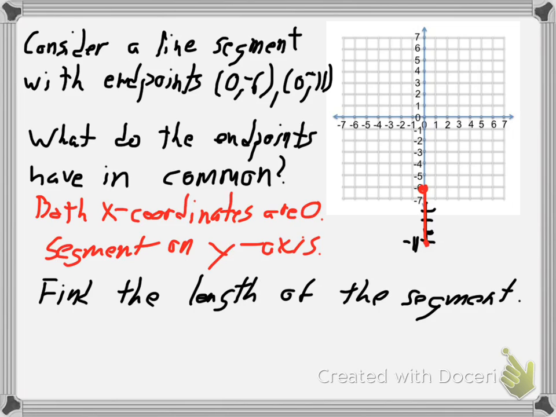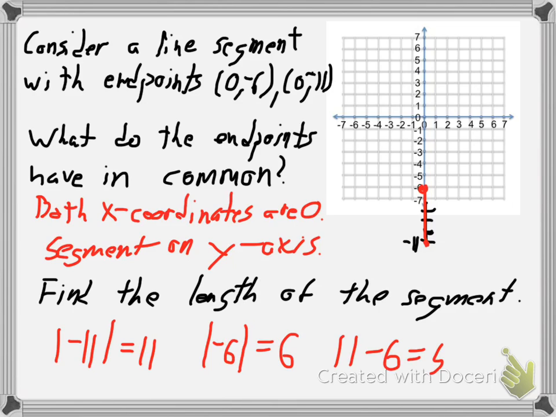Let me say that again. Because the values I'm finding the absolute value of are on the same side of 0, I need to find their absolute values, then subtract. The absolute value of negative 11 is 11. The absolute value of negative 6 is 6. And then I subtract the two: 11 minus 6 is equal to 5.